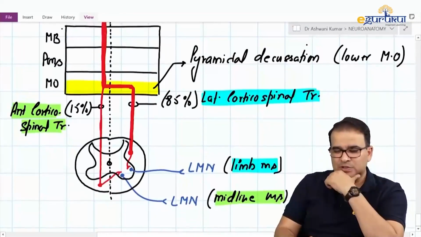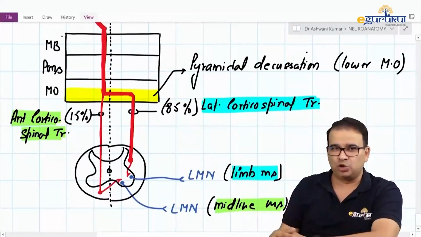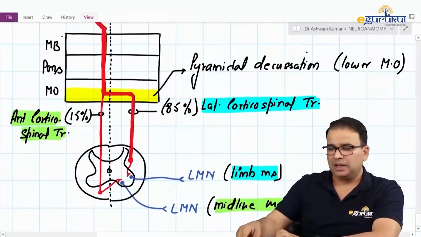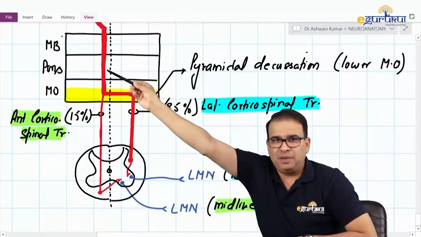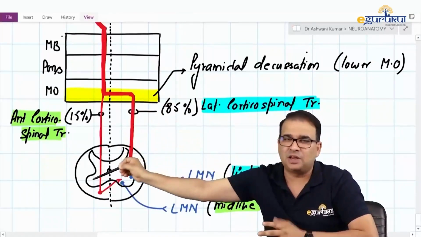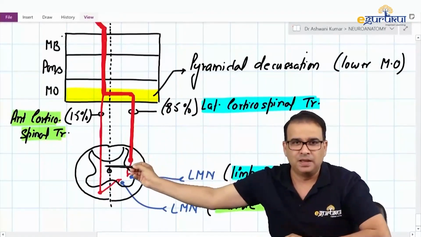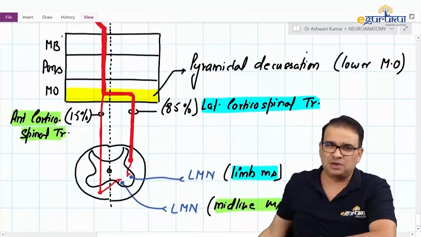If we know about these decussations, it will be easy for us to discuss certain syndromes that we'll talk about. Imagine if the injury is somewhere in the pons or midbrain, and the pyramidal tract is gone. Obviously these fibers are gone, and even these 15% are also gone. Everything will be gone. So we have contralateral paralysis of limb muscles and axial muscles also.